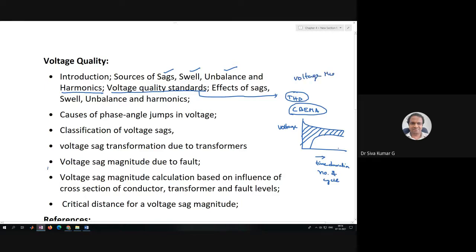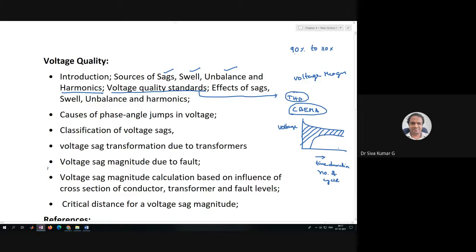Typically, with respect to voltage magnitude, any kind of equipment is able to withstand voltage variations between 90 and 110 percent of the nominal voltage. Any kind of equipment bears that.